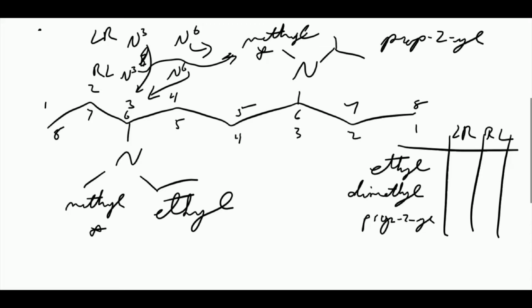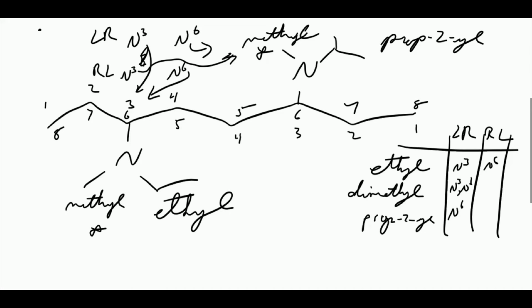So, once again, we look at where the differences are. Our ethyl group left to right is on N3 versus N6. So now we have our first difference. N3 is lower than N6. We can go ahead and stop there. Our dimethyl are N3, N6, and our prop-2-yl is N6. So you indicate where on the main chain the nitrogen is using a superscript. And that tells you that the carbon it's bound to is that number.